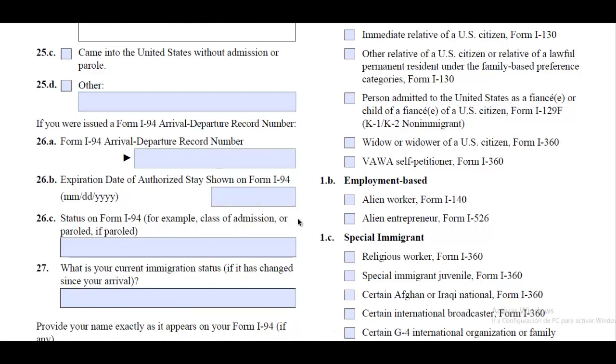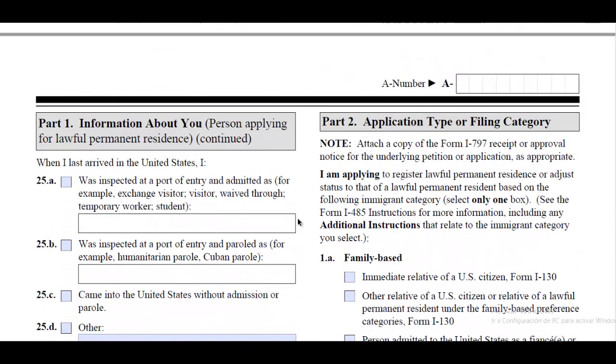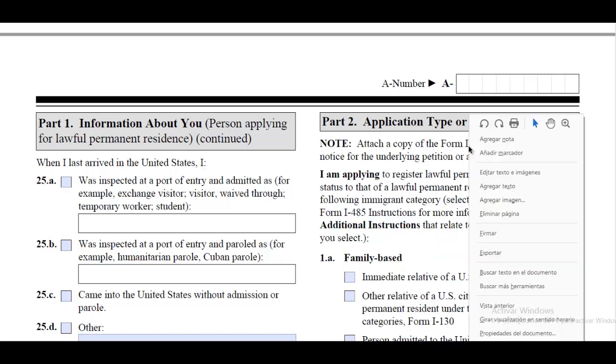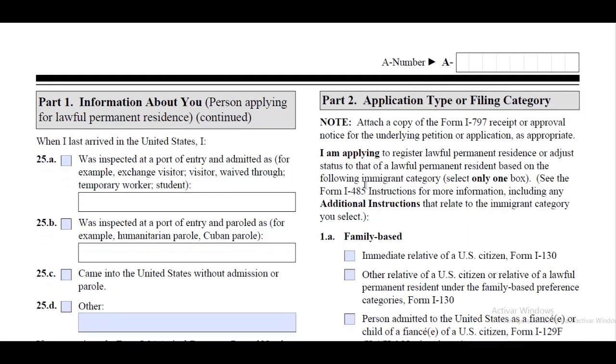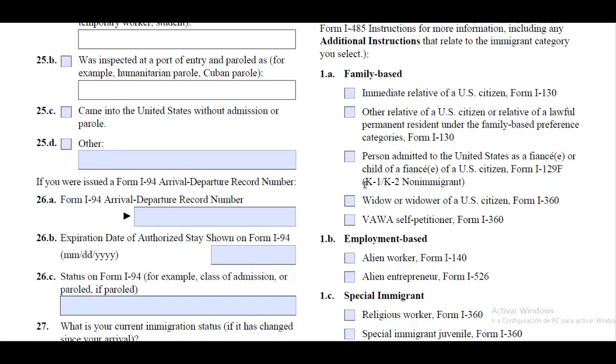So let's go to Part 2. Okay, Part 2 is application type or filing category. Put an X in the box that applies to you. For example, you will choose box 1A if you are applying through family and are either an immediate relative or a preference relative with a current priority date and a right to use the adjustment of status procedure. Box 1B, if an employer has petitioned for you, and so on.